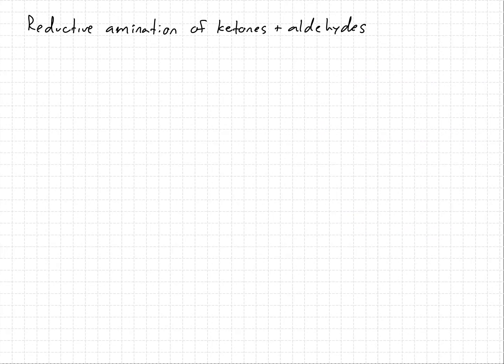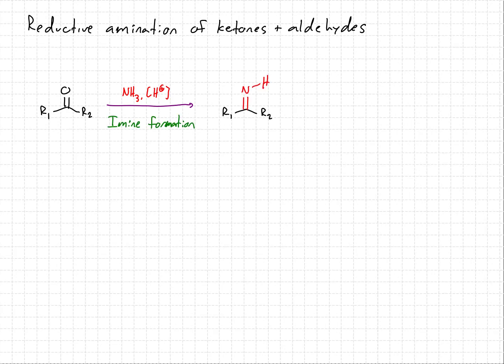A more versatile method of the preparation of amines is the reductive amination of ketones and aldehydes. For example, let's take this generic ketone here and say I treat it with ammonia in the presence of an acid. Under these conditions, what we'd expect is that we would form an imine. Imines can be easily reduced by hydrogenation to amines.